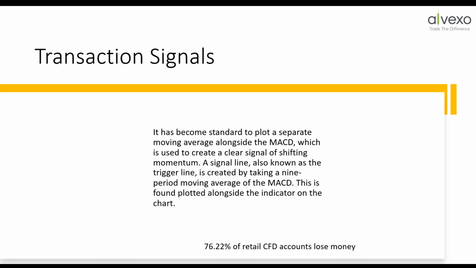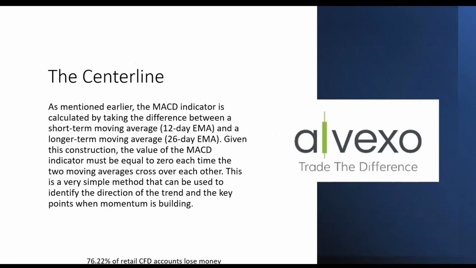So keep in mind, it's become standard to plot a separate moving average alongside the MACD, which is used to create a clear signal for shifting momentum. That's the signal line. The signal line will help us see the shifts in the market. Combined with the MACD and the signal line, that zero line, that center line is ultimately important, because that center line tells you the shifts in the market, tells you the shift in momentum, and it also tells you the development or the weakness in the current trend.